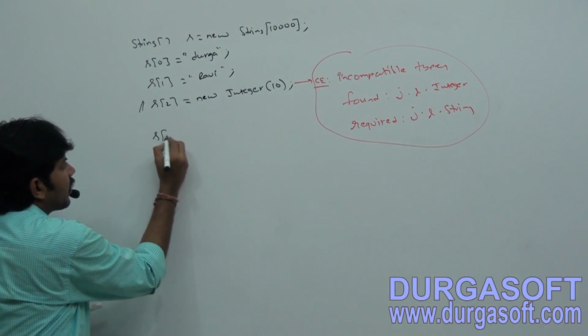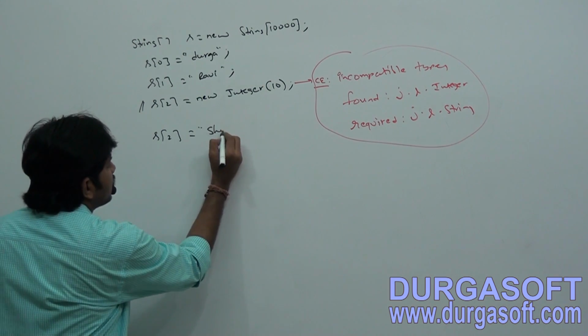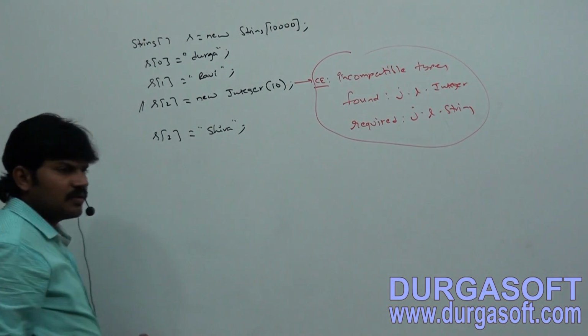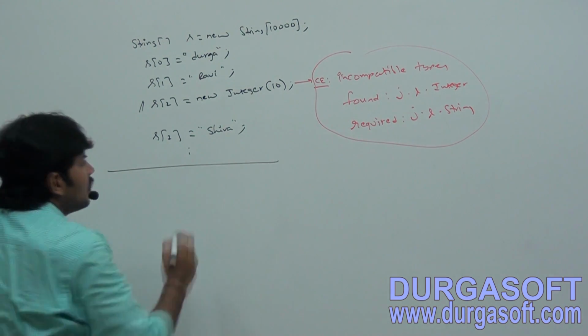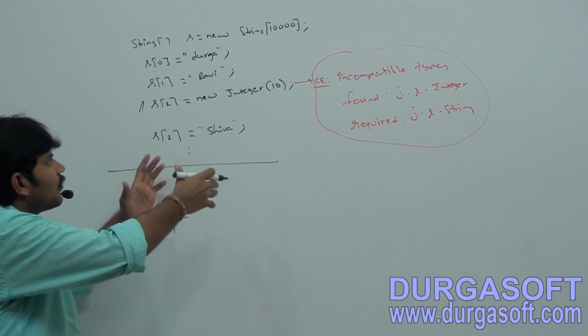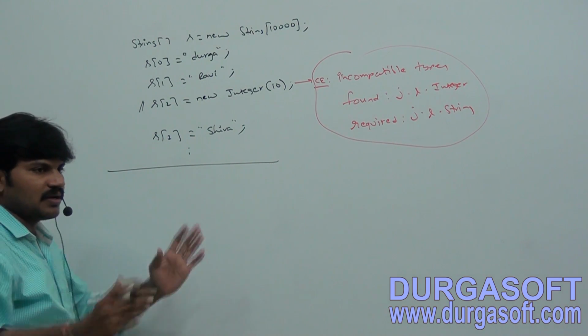Sir, it is a mistake. S of 2 is equal to some name, Shiva, like I'm taking. S of 2 is equal to Shiva, like I did. And then I went to London, and I hand over this array to that London person.